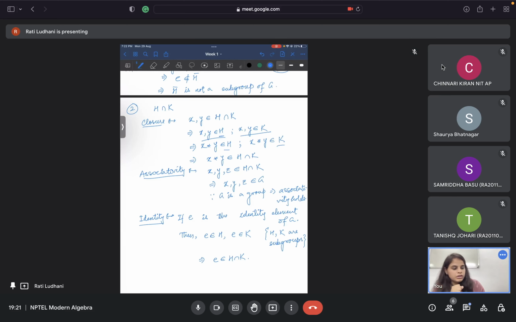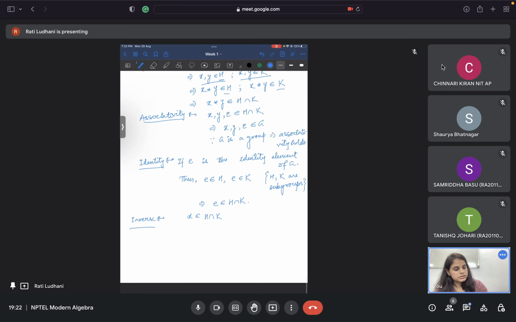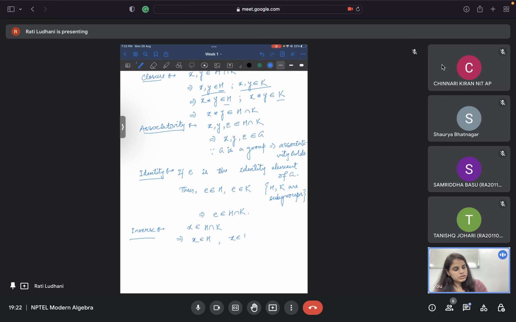So identity is there. Now inverse, I hope you agree, because if x belongs to H intersection K, this implies x belongs to H and x belongs to K. This implies x inverse belongs to H because the inverse exists, and x inverse belongs to K, and this implies x inverse belongs to H intersection K. And we are done. Always remember, because we are in the bigger group, the inverse is the same inverse. H and K are subgroups of G, so the inverse is unique. It is not like there are two inverses, where the inverse of x in H is different from the inverse of x in K. That cannot be possible. That's why we are in a good condition. So H intersection K is a subgroup.